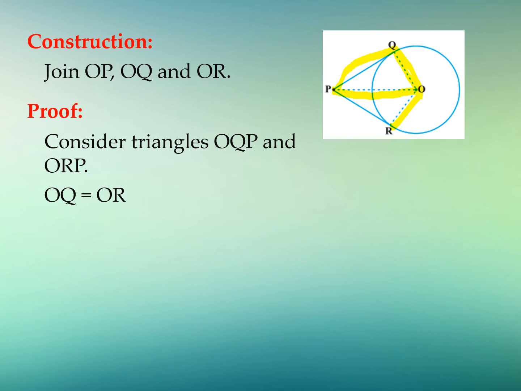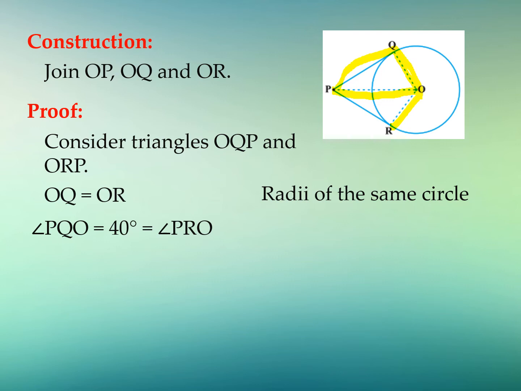Now when you consider these two triangles, we can understand OQ and OR are equal because they both are the radii of the same circle and hence they have to be equal. So OQ is equal to OR. The next one what we have is angle PQO is equal to angle PRO, and that is equal to 90 degrees. It is written as 40 degrees here. It should be 90 degrees. So this is 90 degrees.